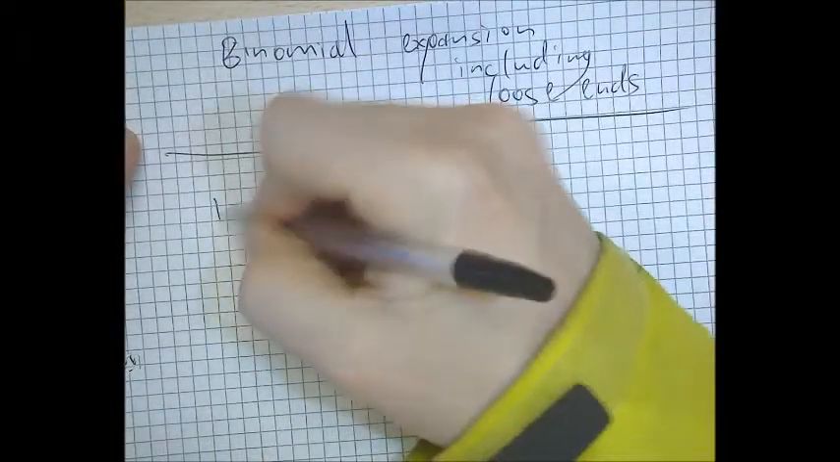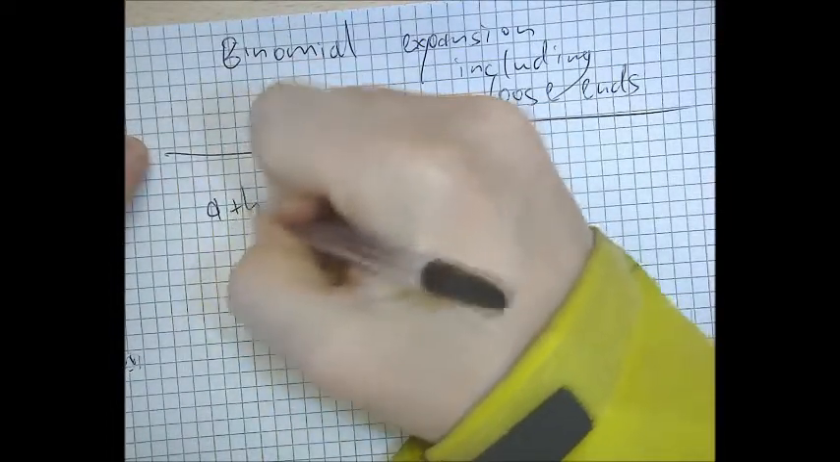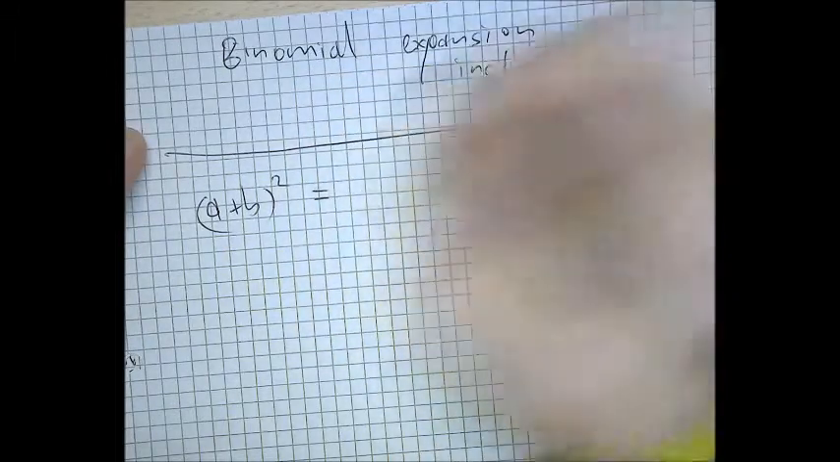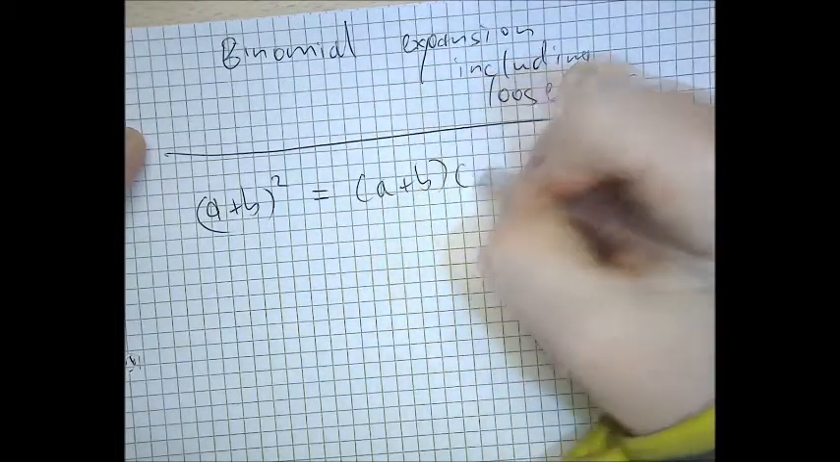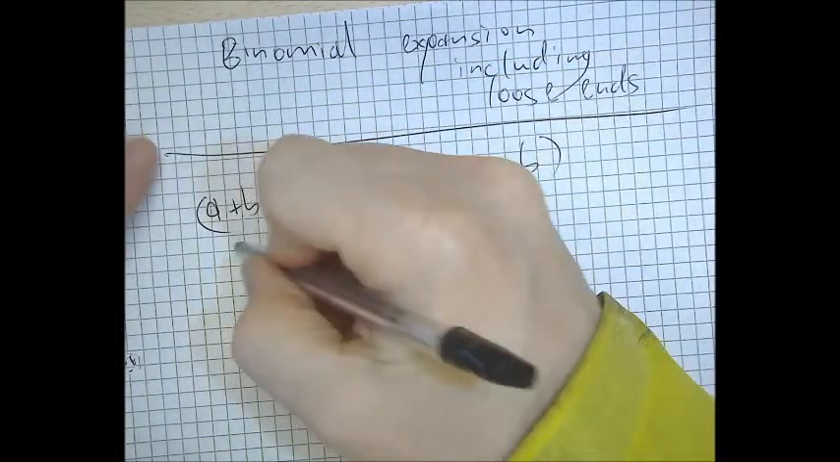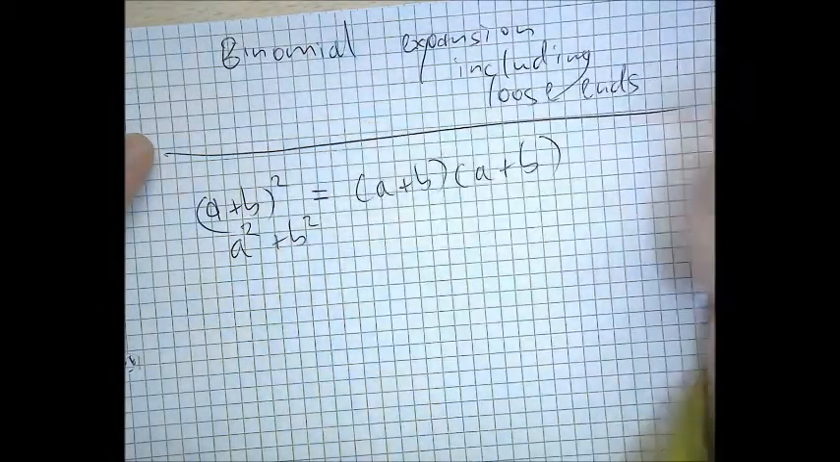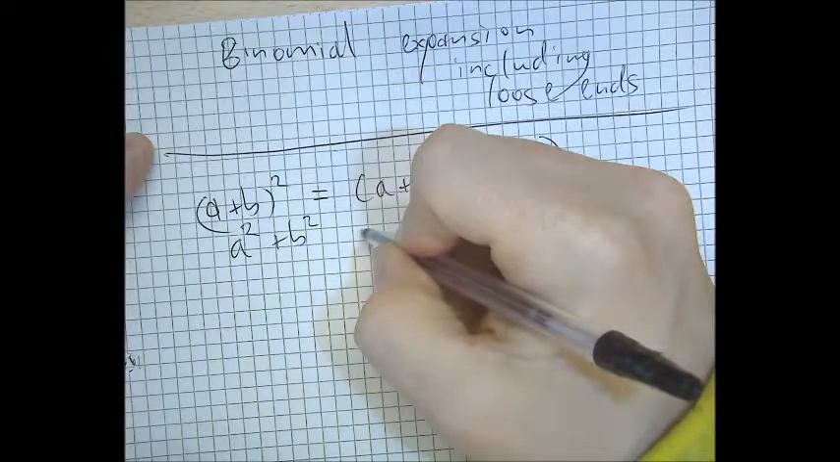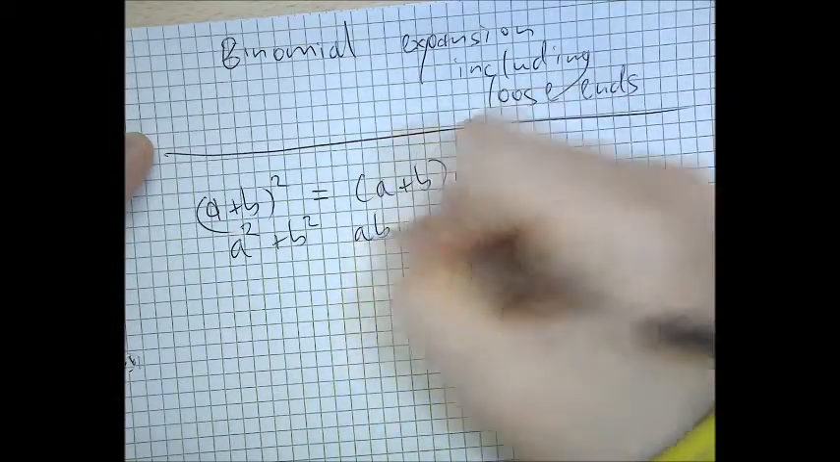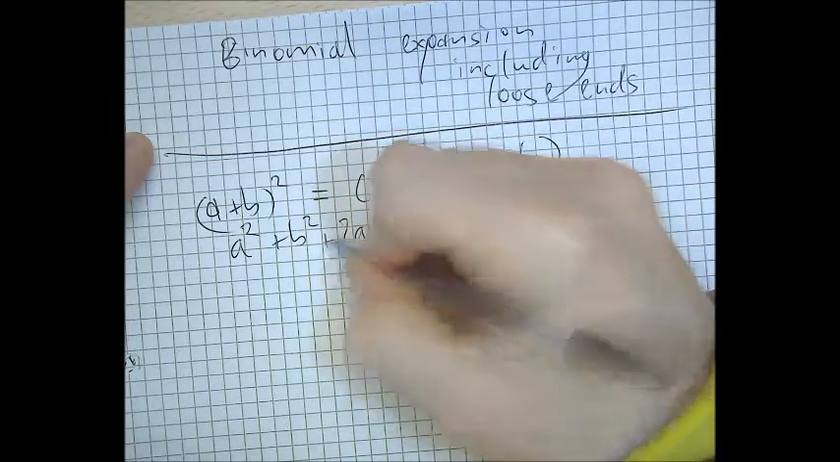Okay, you already know how to expand this. You either write the bracket twice and use FOIL or the smiley face, or you can use the famous poem: square the first, square the last, twice the product. So there's the product of the first and last, but twice of it.